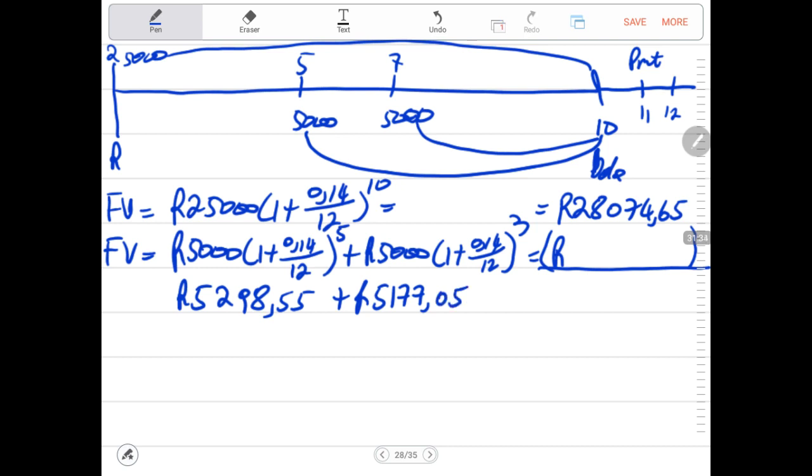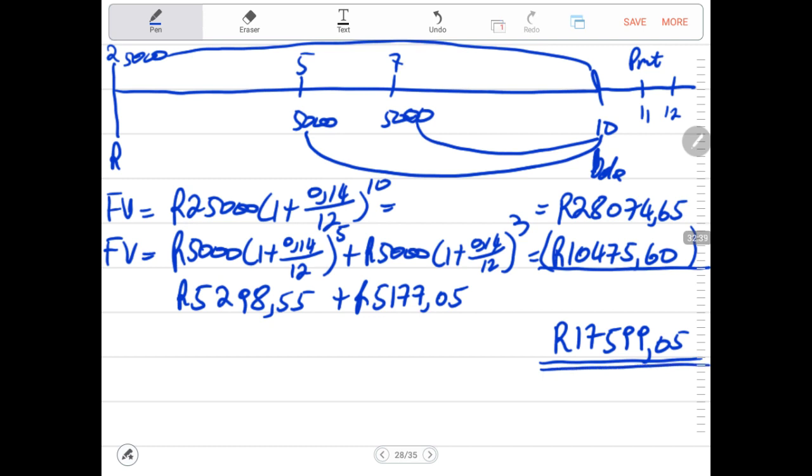Then we add the two, 5,298.55 plus 5,177.05, which gives us a total of 10,475 rand 60 cents. So this is the total of the future value of the repayments at the end of month 10. Then you say minus 28,074.65. Now we can see how much will be in the account at the end of month 10, which is 17,599 rand 5 cents.